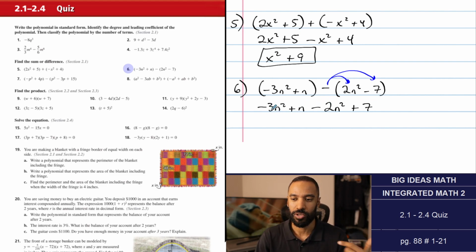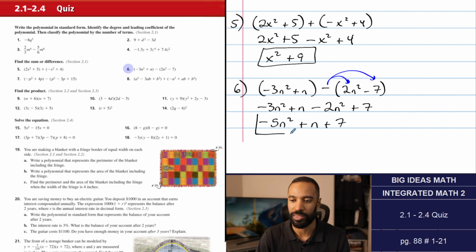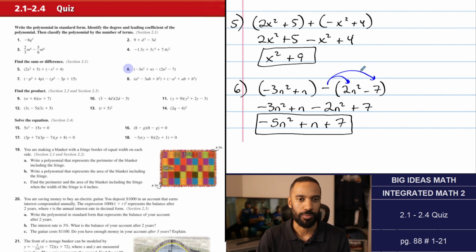Now, n squared terms still go first. Negative 3 minus 2 is negative 5, so I'm going to get negative 5n squared. I just have a plus n and a plus 7 afterward, where in standard form I get the linear term and the constant term written after that, and there's your result, at least in standard form.